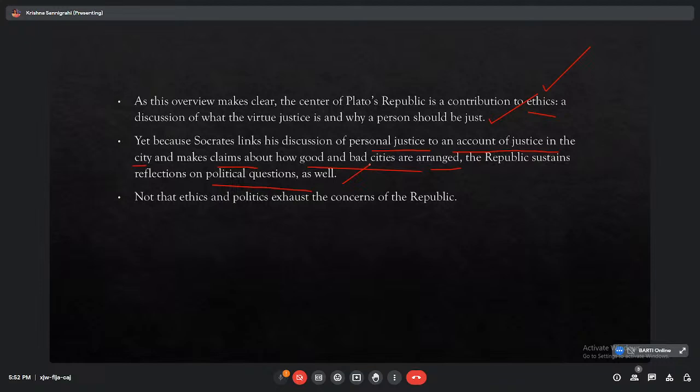So Socrates links his discussion of personal justice to an account of justice in the city and makes claims about how good and bad cities are arranged. The Republic sustains reflections on political questions as well. Note that ethics and politics do not exhaust the concerns of the Republic.